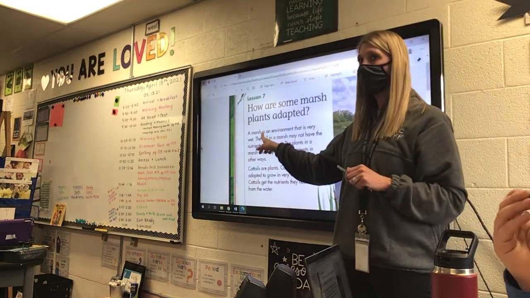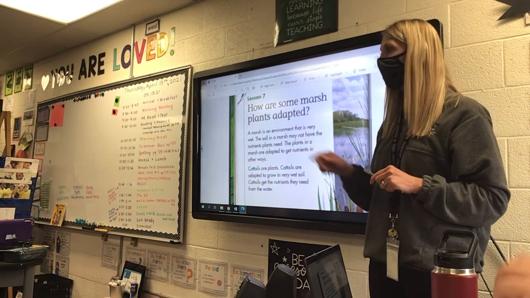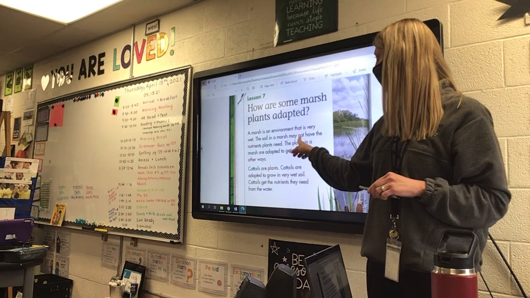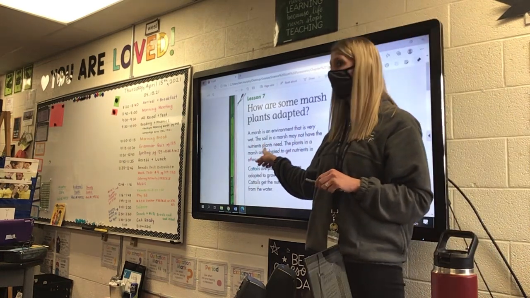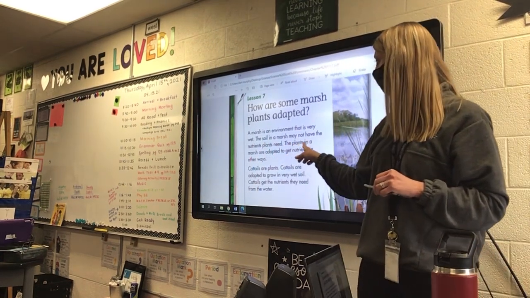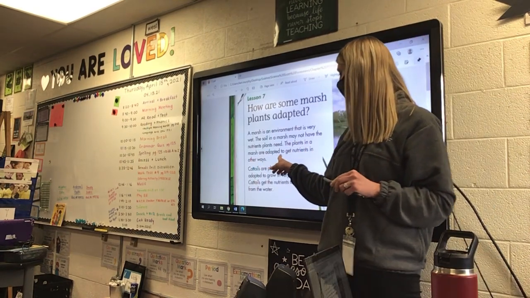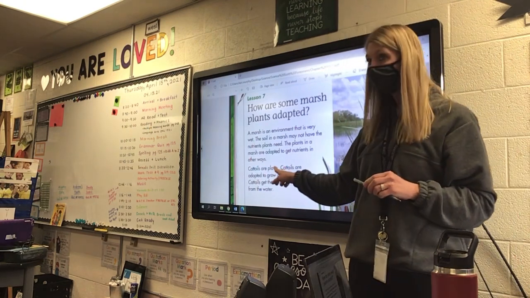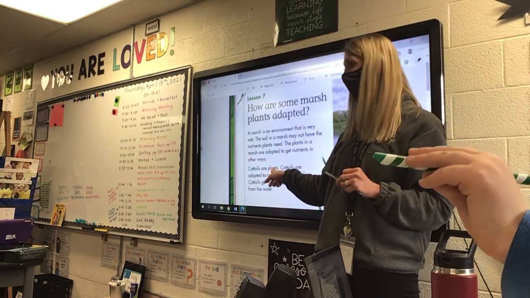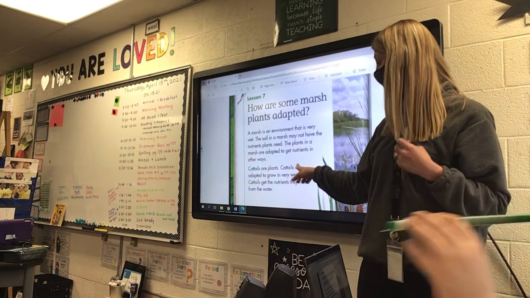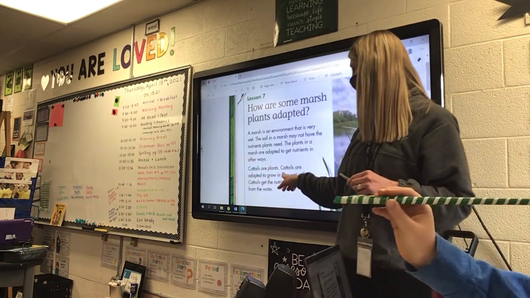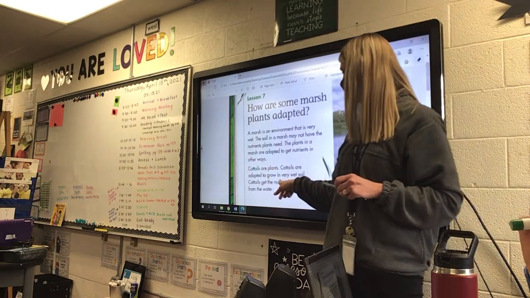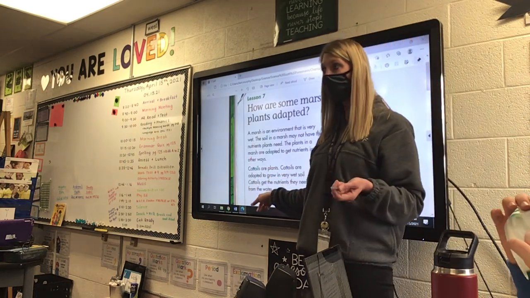A marsh is an environment that is very wet. The soil in a marsh may not have the nutrients plants need. The plants in a marsh are adapted to get nutrients in other ways. Cattails are plants. Cattails are adapted to grow in very wet soil. Cattails get the nutrients they need from the water.